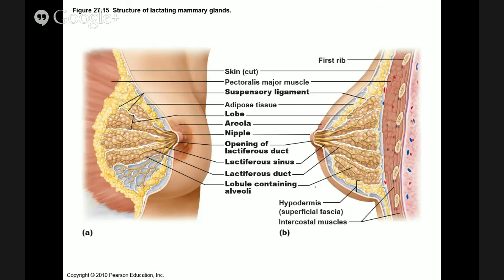And so very similar to what we saw in the testes, you have lobules made up of, what would you call them? Alveoli, which then basically produce the milk, and then the milk makes its way into the ducts, which then lead to the opening of the lactiferous ducts. So when she's nourishing the baby, those lactiferous ducts are going to be bringing the milk to the baby.